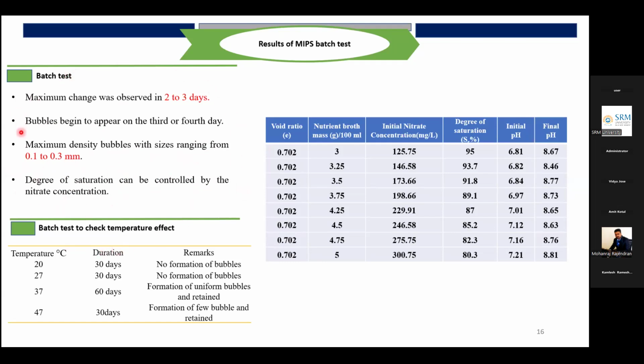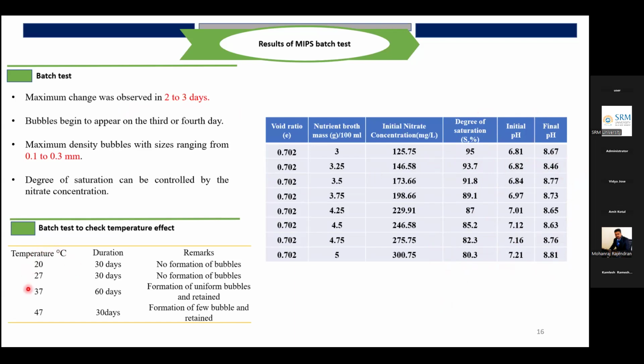With this background, we have done the confirmatory analysis for various initial concentrations, and we maintained a corresponding void ratio of 0.702. Over a period of 2 to 3 days, it was monitored continuously, and how much degree of saturation we were able to get from the soil system was measured. The corresponding change in pH value was also checked in order to address environmental issues.